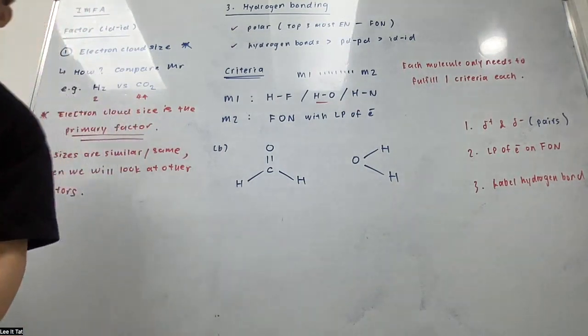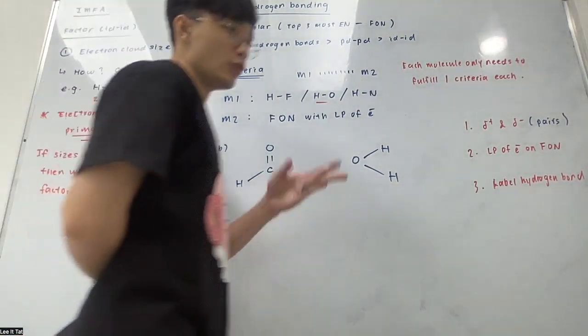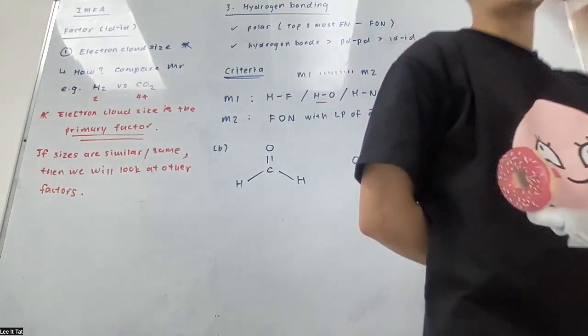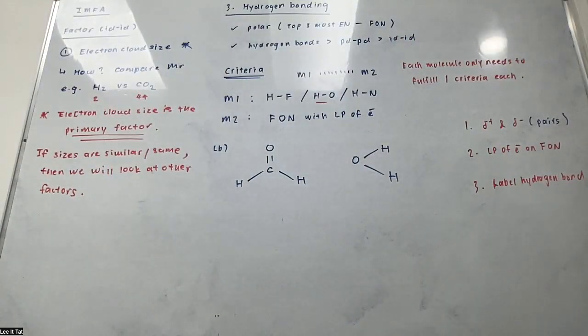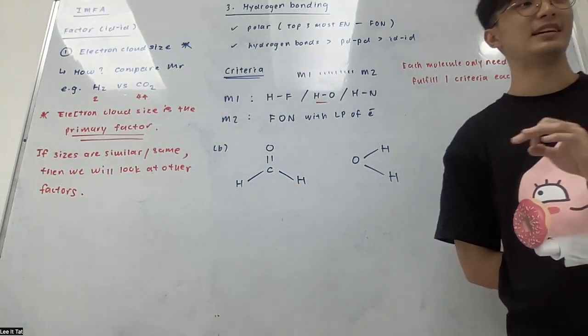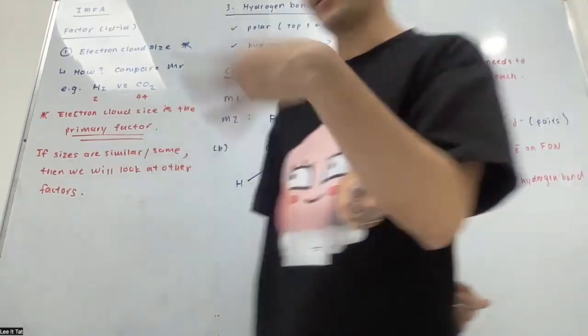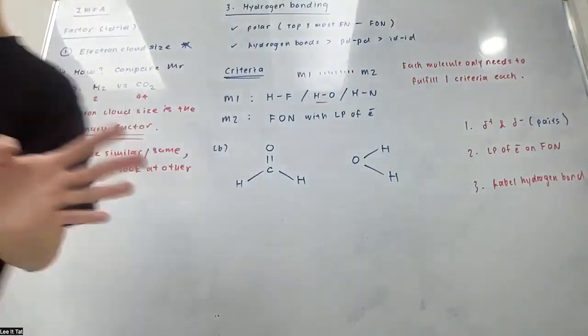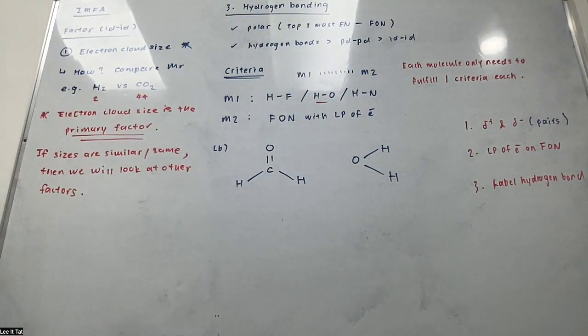Check criteria 1 and criteria 2. You are supposed to ask yourself first whether it can or cannot undergo hydrogen bonding. Then later, if it can, you go and draw your diagram. If it cannot, then never mind.